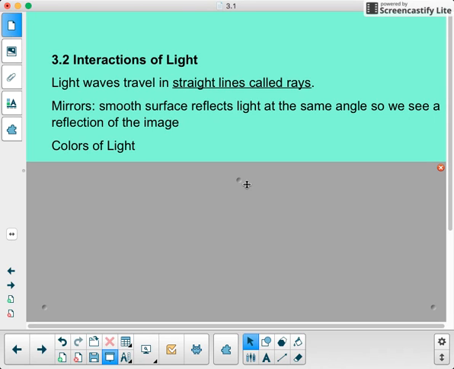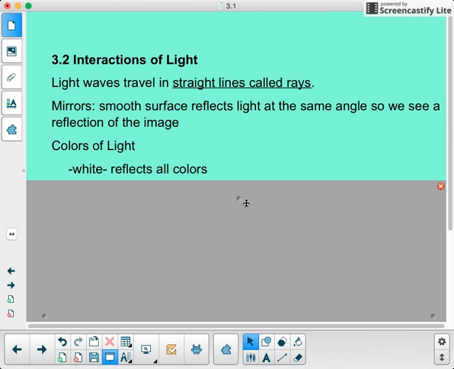Visible light is found in 7 wavelengths, ranging from red, which has the longest wavelength and the lowest energy level, through orange, yellow, green, blue, indigo, and violet, which has the shortest wavelength and the highest energy. When we take all of that light combined, all of those wavelengths of light, that's white light, which comes from the sun or the overhead lights.